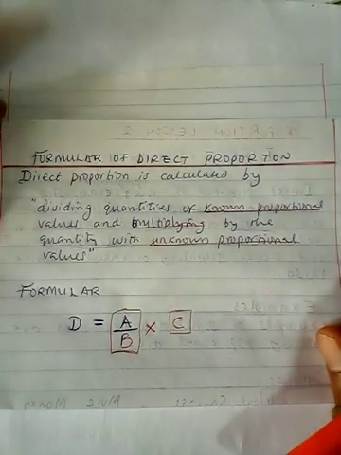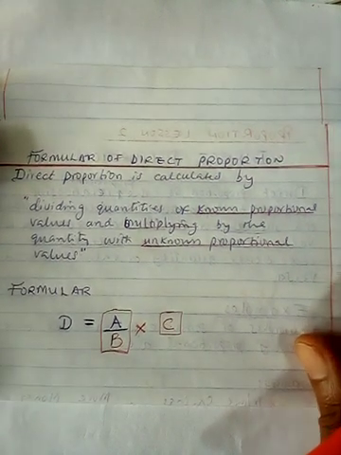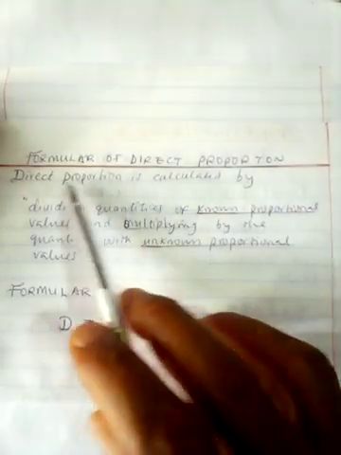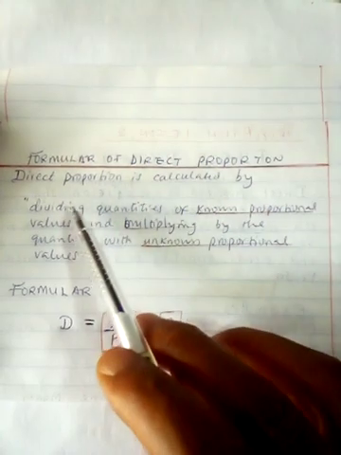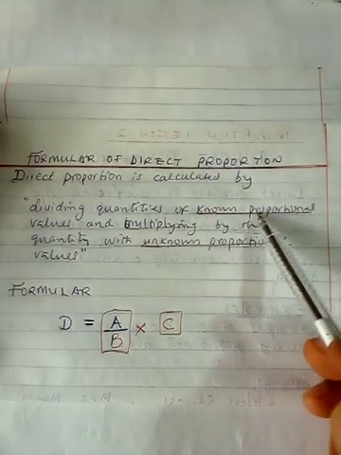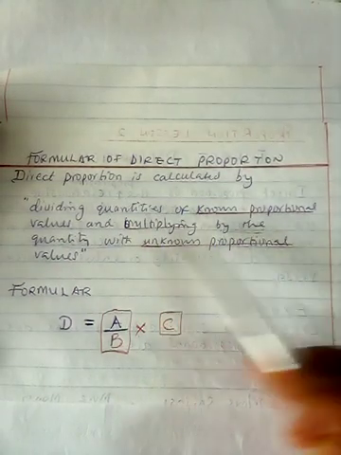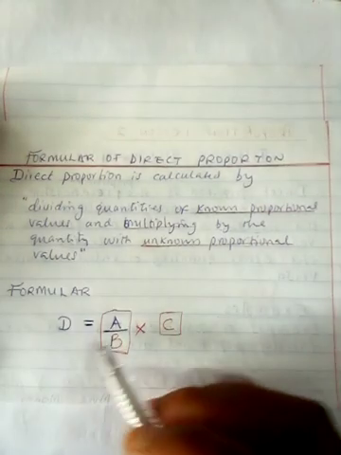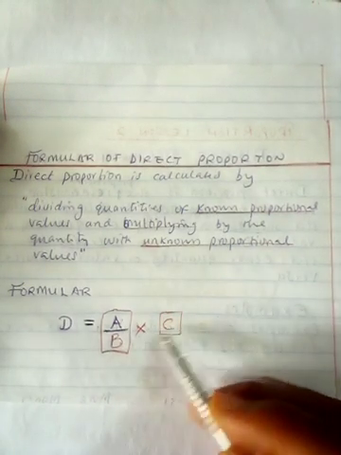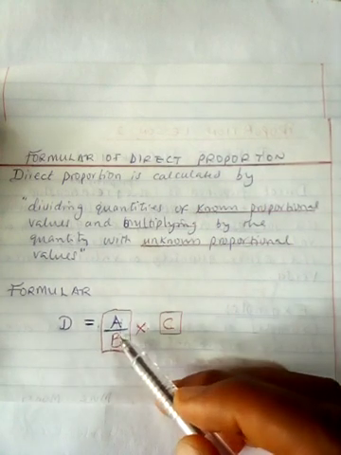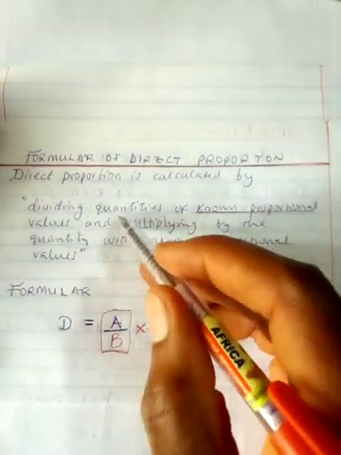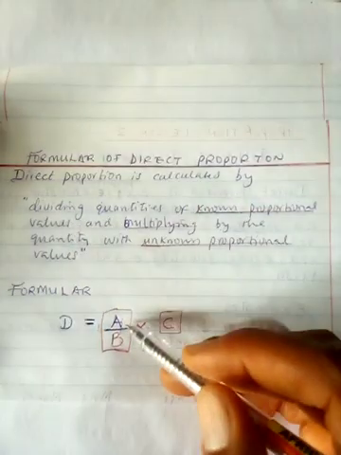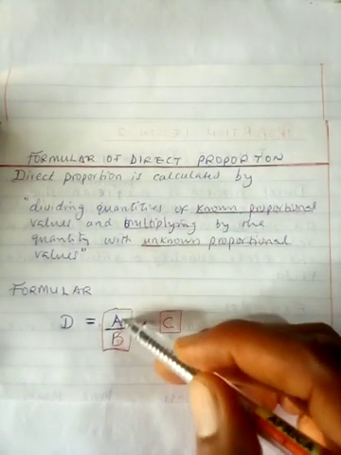And then we are going to look at the formula of direct proportion, or how it can be calculated. Now look at this formula. Direct proportion is calculated by dividing quantities of known proportional values and multiplying by the quantity with unknown proportional value. This is given by the formula you can see here that says D equals A over B times C. A over B are the quantities of known proportional values. So you divide those quantities, that is A divided by B.